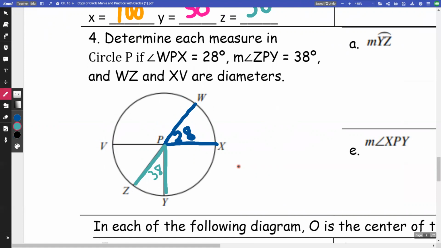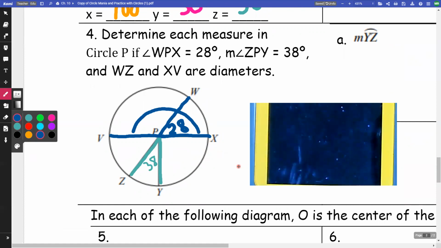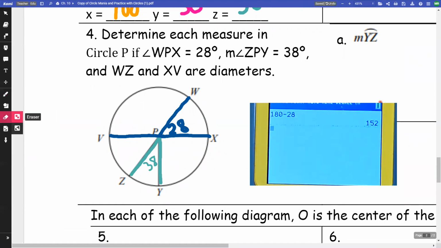And we know that WZ and XV are diameters. So if we know that those are diameters, then what I know is that we have a linear pair with this. So if that is a 28, I'm going to be taking 180 minus 28, and I'm going to get 152 right there. So this is going to be 152 degrees.